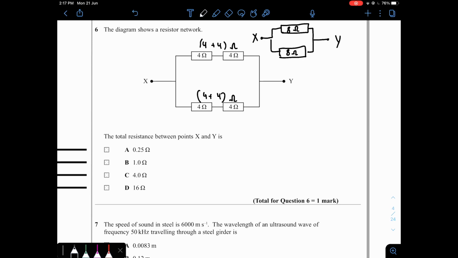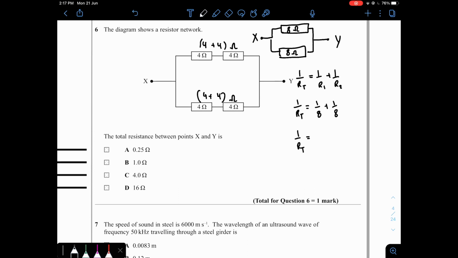All right, now let's look at this. So these are now in parallel, right? Because they're in parallel, we can remember that for parallel, it is always 1 over R total equals 1 over R1 plus 1 over R2, and it goes on according to how many resistors you have. So in this case we only have 2, so this will be 1 over R total equals 1 over 8 plus 1 over 8.